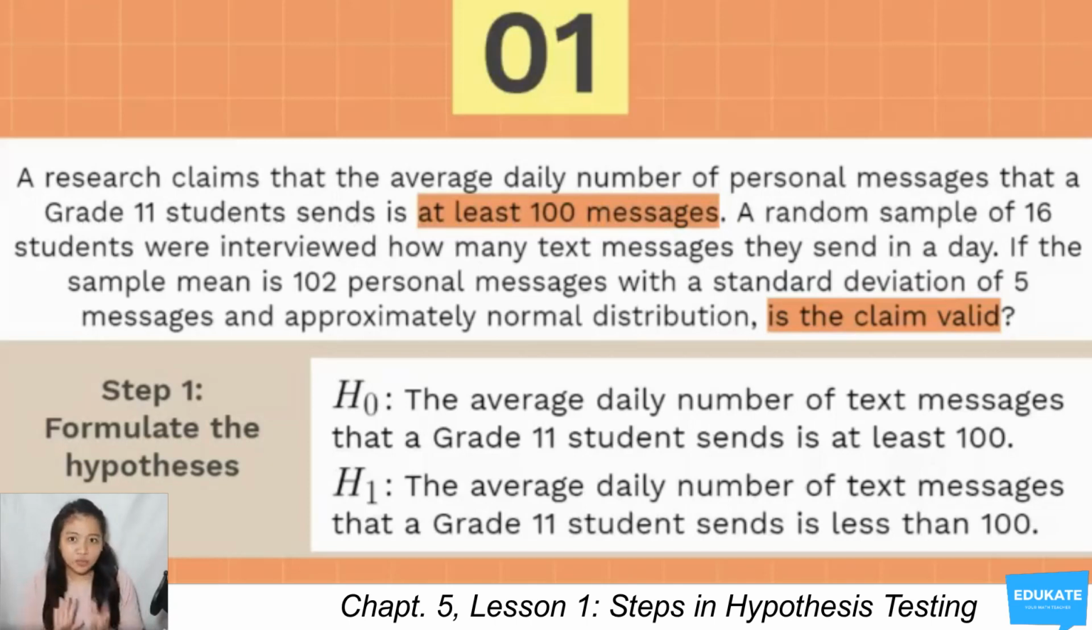In symbols, that would be mu greater than or equal to 100. So if you have the symbols of mu greater than or equal to 100, your alternative hypothesis would be mu less than 100. So from that, we can say that our alternative hypothesis is the average daily number of text messages that a grade 11 student sends is less than 100. Siyempre, kung hindi siya at least 100, meaning 100 or greater than 100, it can only be less than 100. So that is it for your step 1.